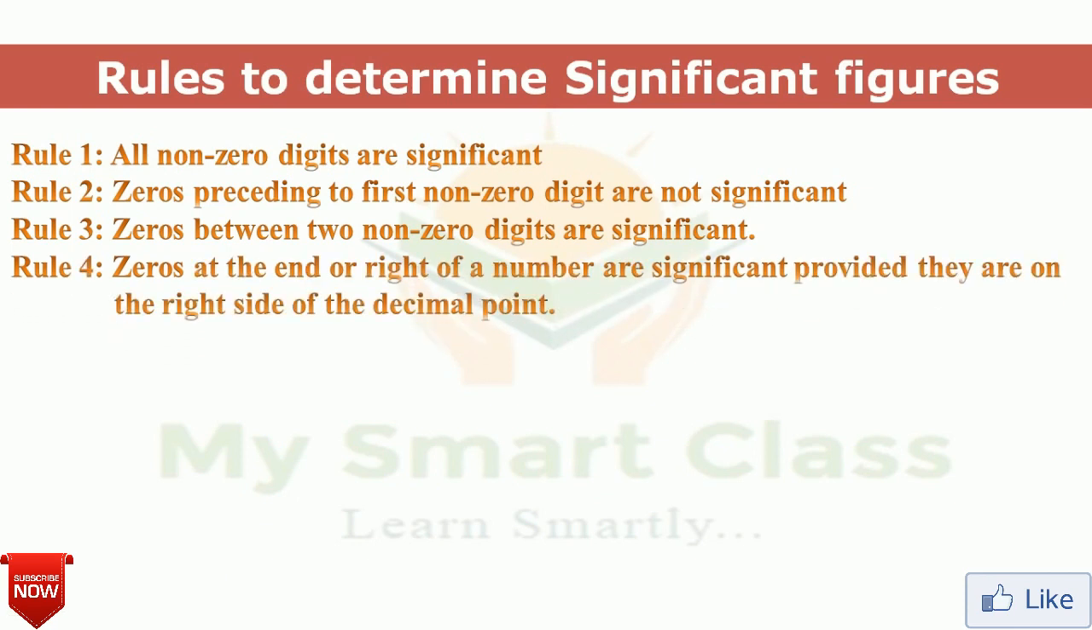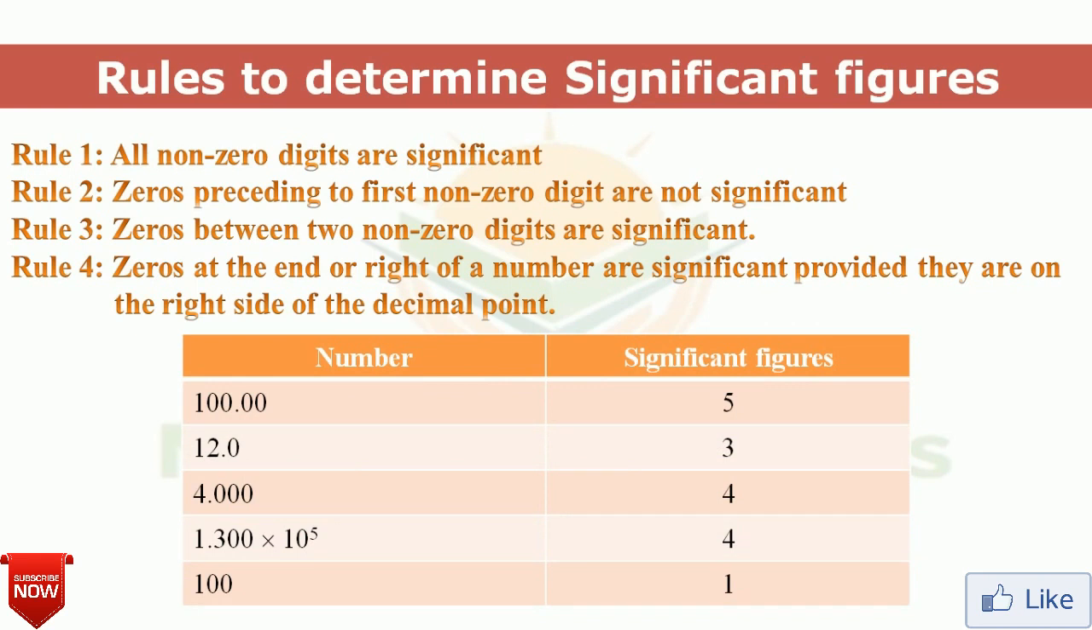Rule number 4: zeros at the end or the right of the number are significant provided they are on the right side of the decimal point. For simplicity we can say that this last zero, that means in 100.00, this zero provides the significant value. That means it shows the accuracy in the result. If you are saying 100.00, it is exactly 100.00. Nothing is other than this zero. So this shows the accuracy in the reading. So this zero is considered a significant digit.